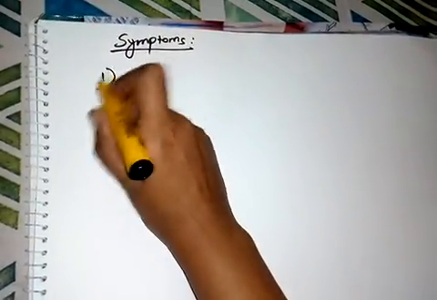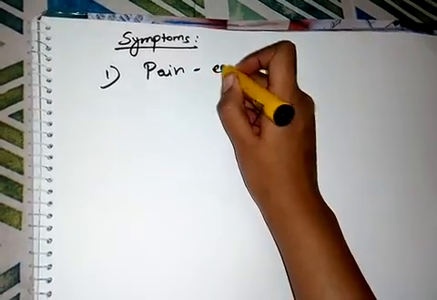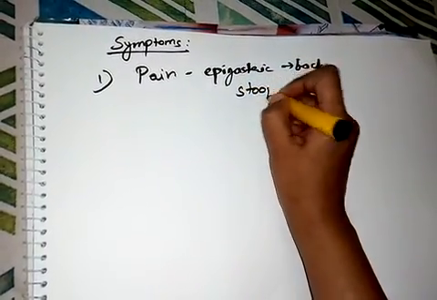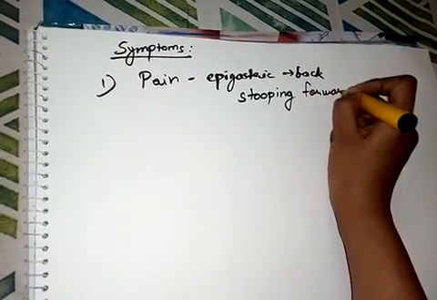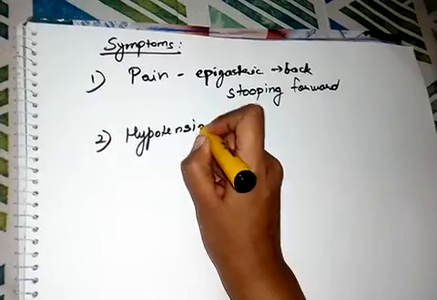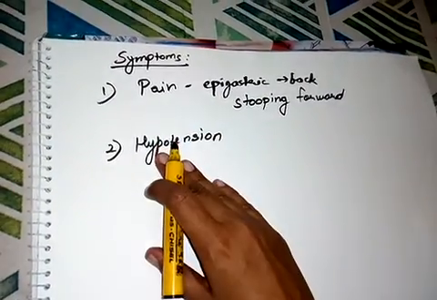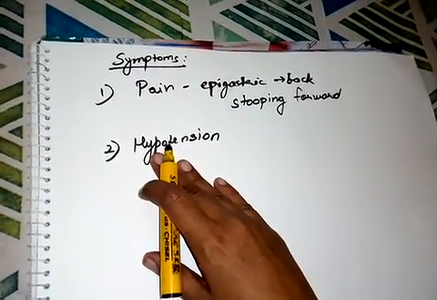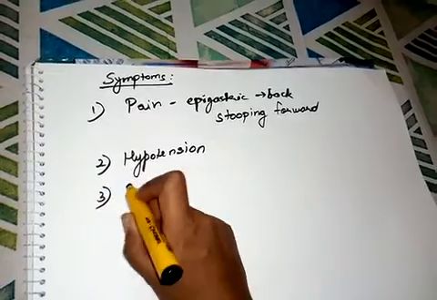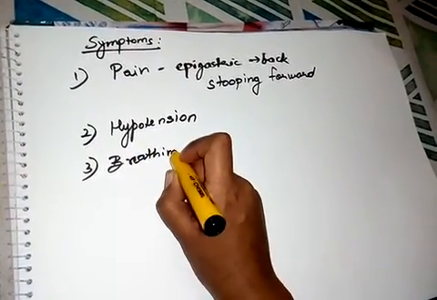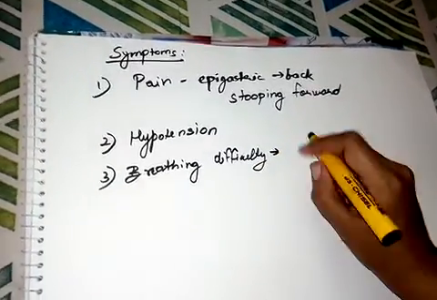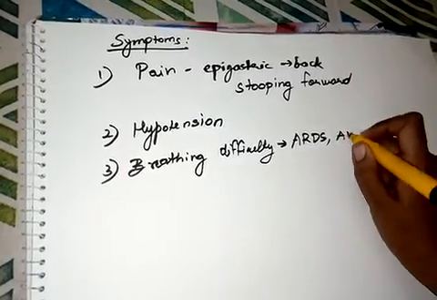The important symptoms are: first is pain. Patient will have a characteristic epigastric pain radiating to back, and patient will have a posture of stooping forward, which is sometimes also known as namaz position. Then patient will have all features of hypotension. Why hypotension? Because intense inflammation in all organs causes massive vasodilation and exudation of fluids. So patient will have dizziness, syncope, and also breathing difficulty. Breathing difficulty would be there because pancreatic fluid will also cause acute inflammation in lung, causing acute respiratory distress syndrome and acute lung injury.